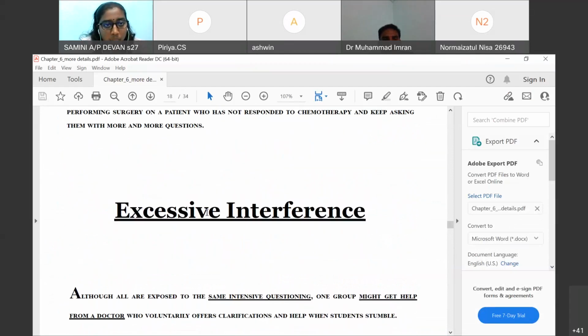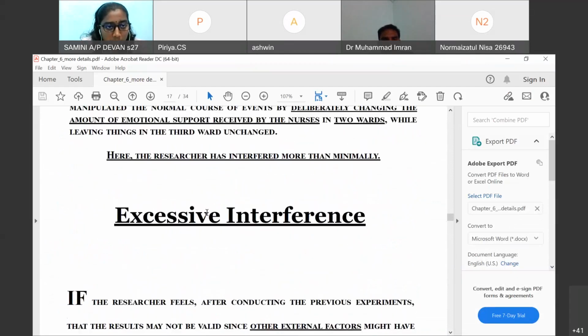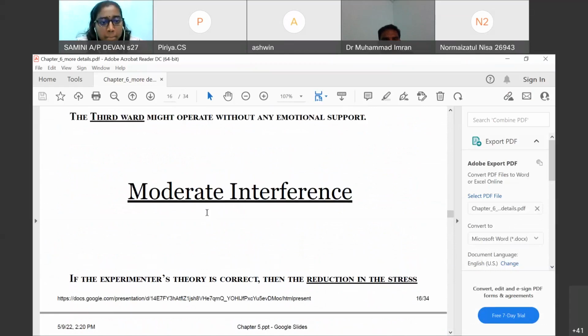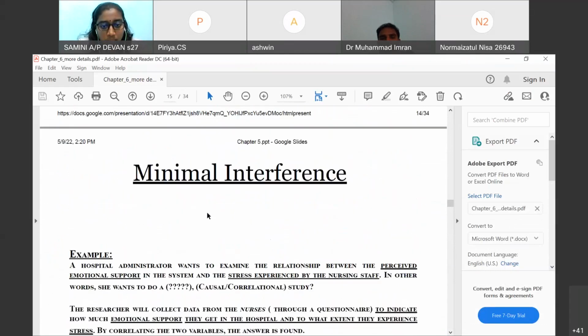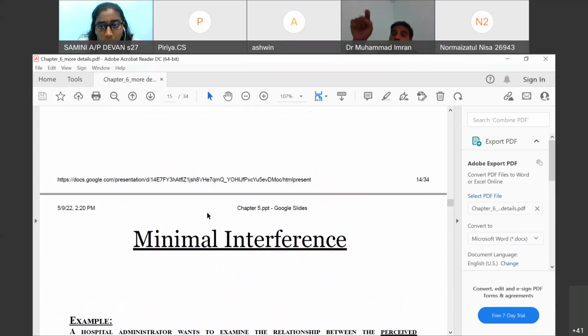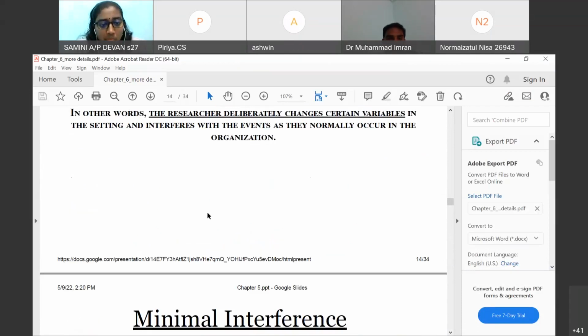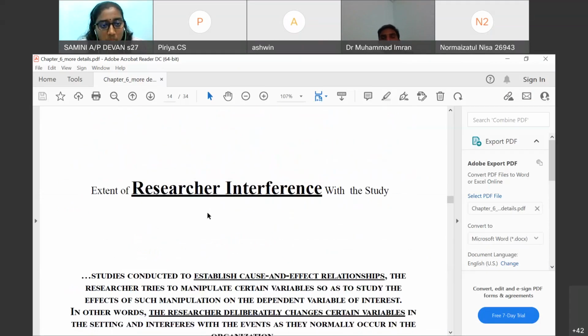This one, excessive interference. It means intervention of the researcher. You are a researcher, and you will be a researcher in your research project, right? Okay, this is the extent of researcher interference with the study.